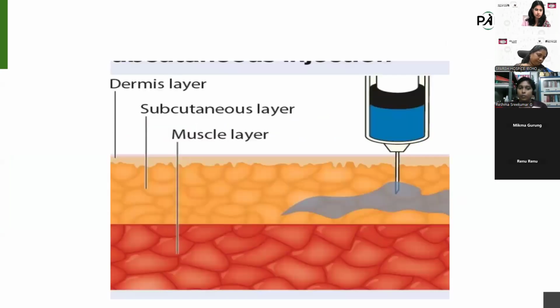We know in subcutaneous infusion, we are administering the fluid or medications into the subcutaneous space. These are the layers of the skin. First is the dermis layer, just beneath that there is the subcutaneous layer, and last the muscle layer. Here we are introducing the medicines or fluid into this subcutaneous space.